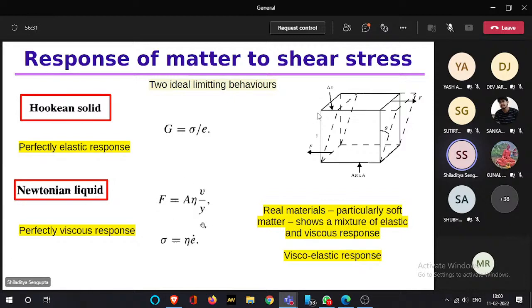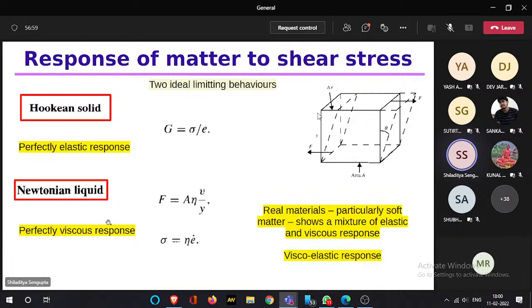So then the shear stress is proportional to the strain rate, the velocity gradient, which is called Newton's law of viscosity. So this is called a perfectly viscous response. And the materials around us, like toothpaste or colloids, in real life show a mixture of these two limiting behaviors. And this is called a viscoelastic response.